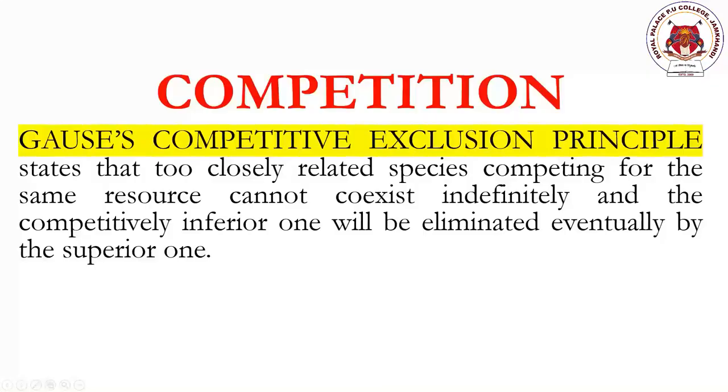Now, let me repeat the statement of Gauss's competitive exclusion principle: two closely related species competing for the same resources cannot coexist indefinitely, and the competitively inferior one will eventually be eliminated by the superior one. Easy understanding, isn't it, students? Okay. Now, after understanding this, we'll enter into the third topic, resource partitioning.